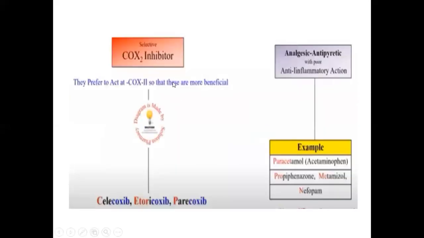The other class, the third one, is the selective COX-2 inhibitors. They prefer to act on COX-2, so these are more beneficial. The drugs belonging to this class are celecoxib, etoricoxib, and parecoxib. It's a little bit easy because the last part, coxib, is the same in all these drugs.